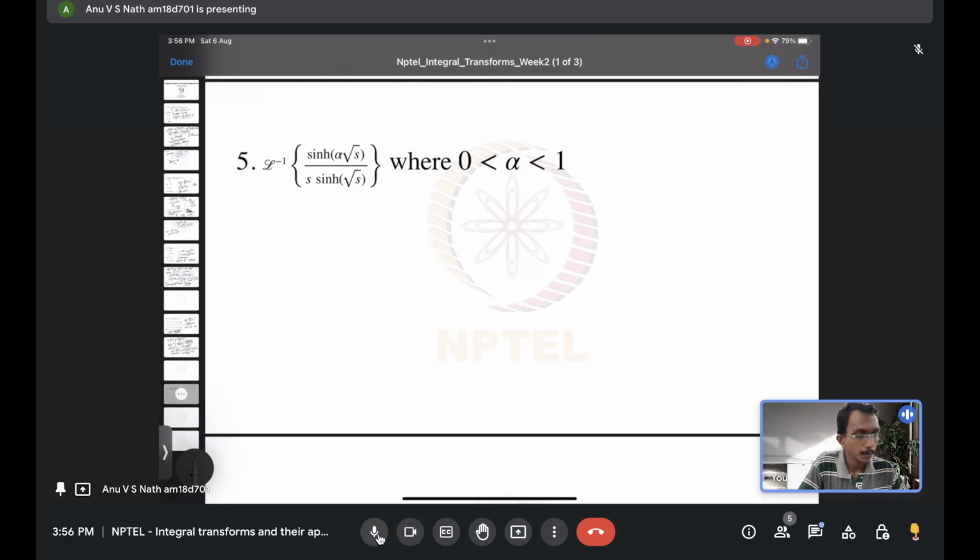Yeah. So it's the inverse Laplace transform of the function hyperbolic sine alpha root s divided by s hyperbolic sine root s, where alpha is less than 1 and greater than 0. I don't have any options, and this is actually a miscellaneous problem.